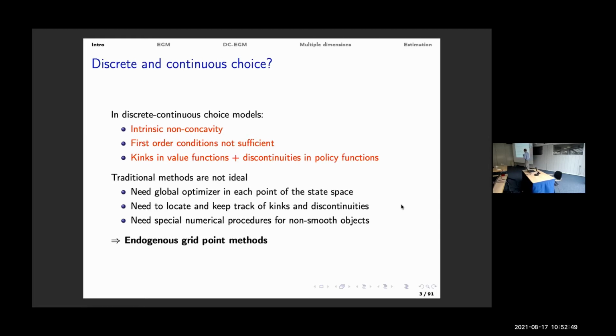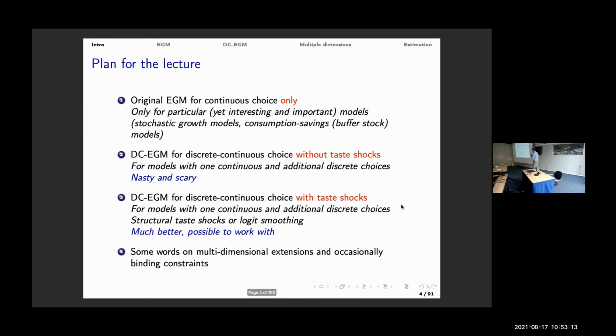We need to, and hopefully keep track of the kinks, because they seem to matter in the numerical procedures that we normally use in solving these models. So you can't just run quadrature on the kinky function because it's not designed for it. So we may think of developing special procedures for non-smooth objects in general.